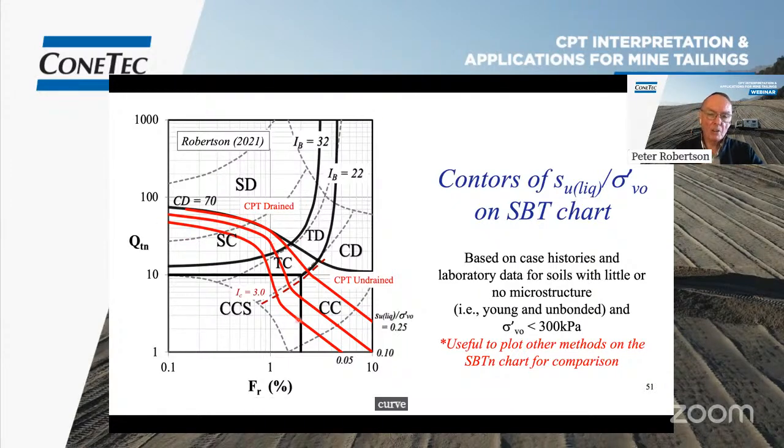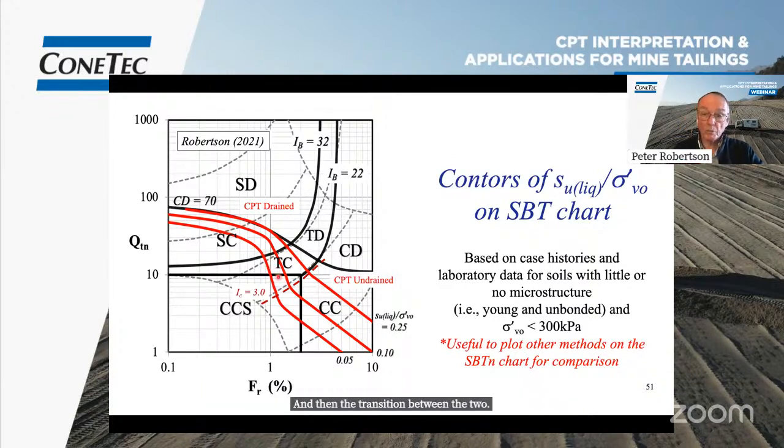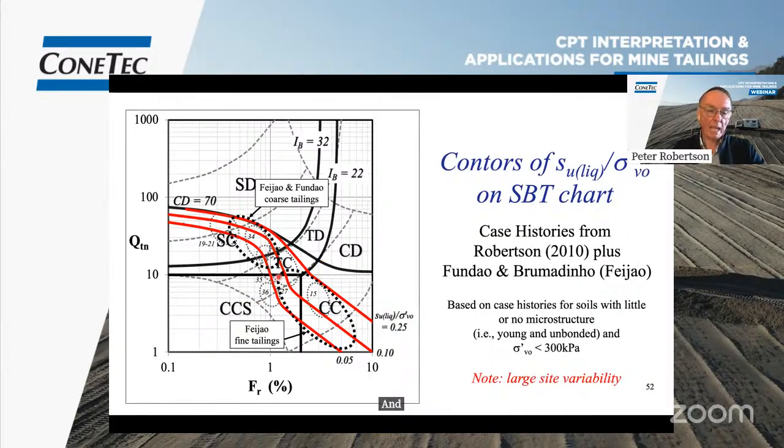And in the undrained region, it's basically the sleeve friction. And this is what the contours of sleeve friction would look like, divided by vertical effective stress, and then the transition between the two. So it's a useful plot to compare methods. And in fact, if you put the case histories on here, the case histories fit these contours remarkably well. But notice that the case histories show large site variability.